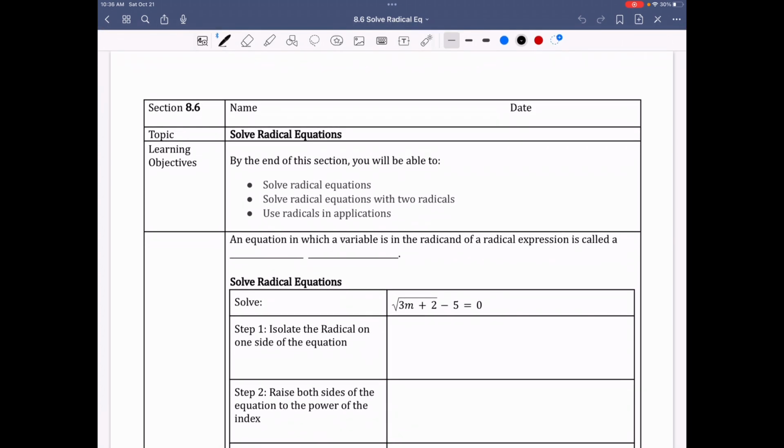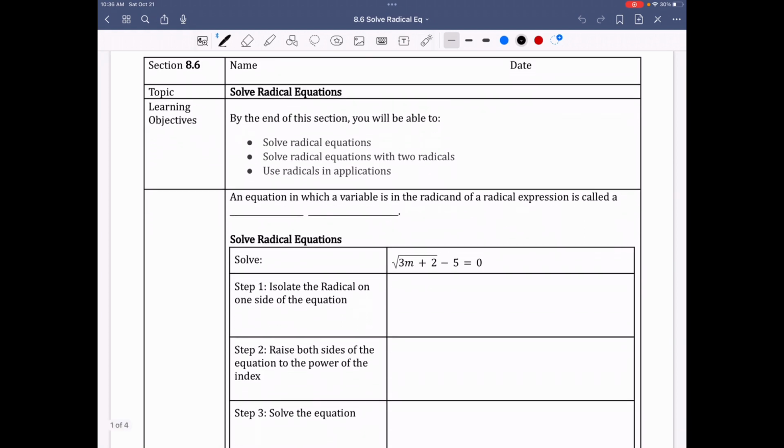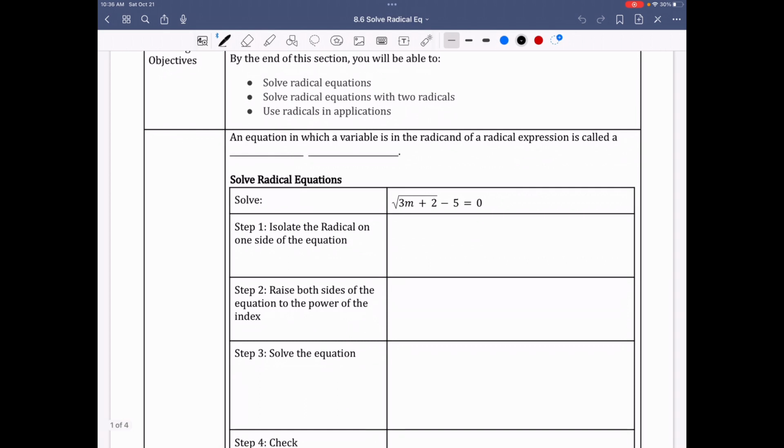Wilson. Today we are covering section 8.6, solving radical equations. By the end of this section, you will be able to solve radical equations with two radicals, and use radicals in applications. An equation in which a variable is in the radicand of a radical expression is called a radical equation.